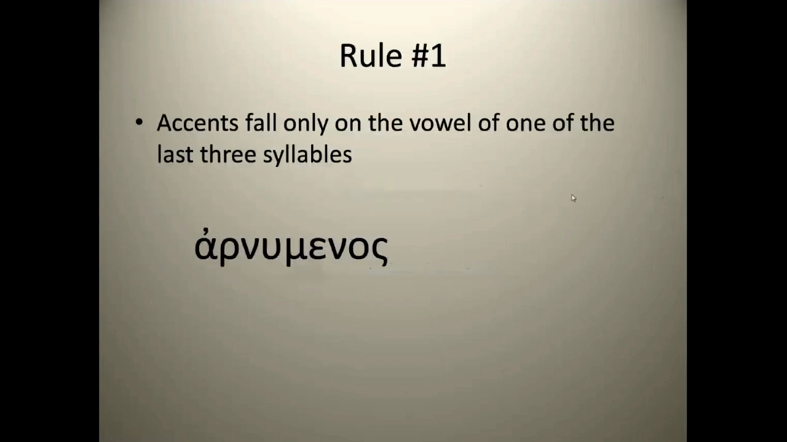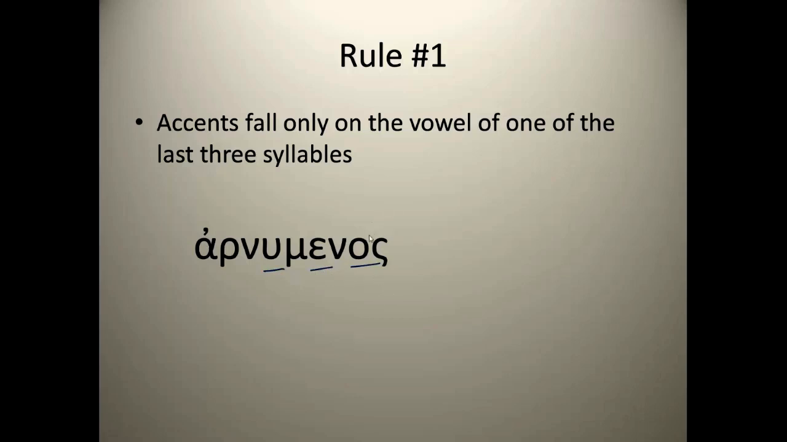So rule number one is that accents can only fall on one of the last three syllables. I should have said accents will always be placed on vowels, but they're only going to be on one of those last three positions. And we're going to have specific terms for this, and it's good to use these terms. So in this word arnumenos, we've got 4 vowels, 4 syllables, and these last 3 are the only 3 that the accent can fall on.